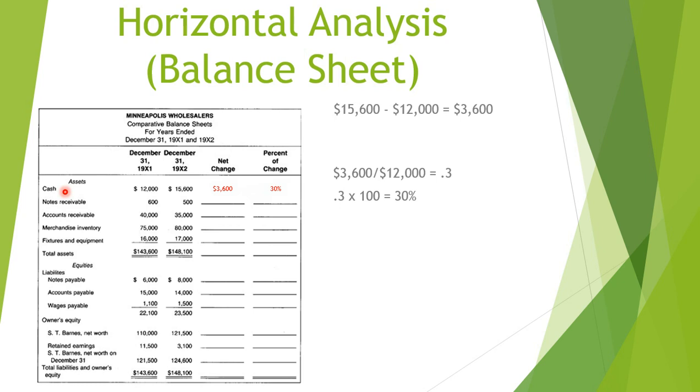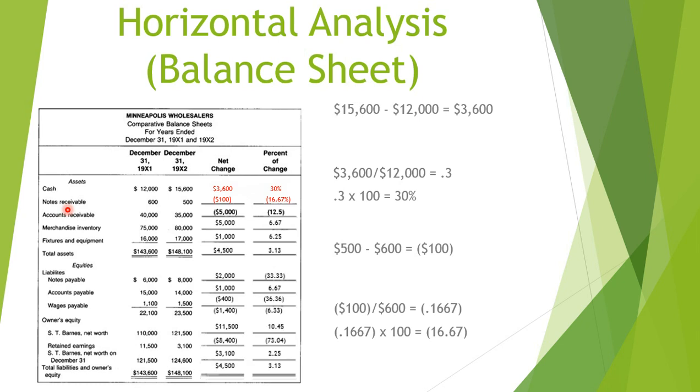Keep in mind that they can also decrease, such as notes receivable, which is the one just below it. They decrease by $100, and then by dividing that over the base year, we can see that the company's notes receivable has decreased by 16.67%. I'll now fill in the rest of the balance sheet for you so you can take a look.